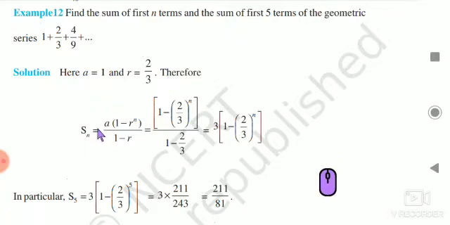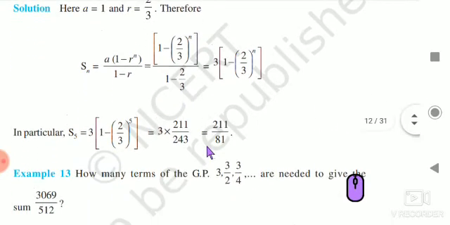Therefore, the sum to n terms is given by the formula Sn is equal to A into 1 minus R to the power n divided by 1 minus R. Since the ratio is less than 1, therefore the sum to n terms is given by the formula Sn is equal to A into 1 minus R to the power n divided by 1 minus R. By replacing the values of A and R, 1 minus 2 by 3 raised to n divided by 1 minus 2 by 3, which is equal to, solving the denominator, we get 1 by 3, and the 3 of the denominator goes to the numerator. Therefore, 3 times 1 minus 2 by 3 to the power n. This is the sum to n terms of the given geometric series.